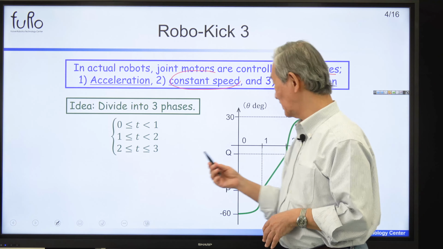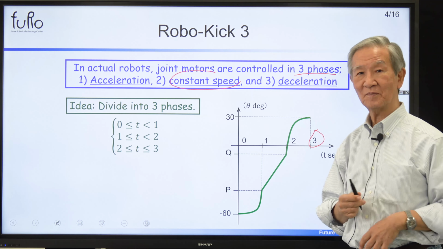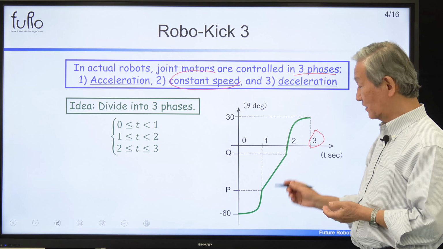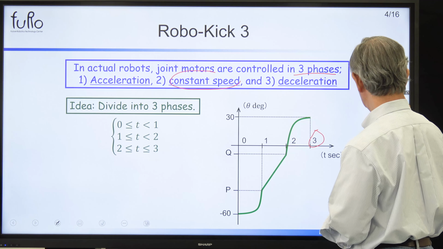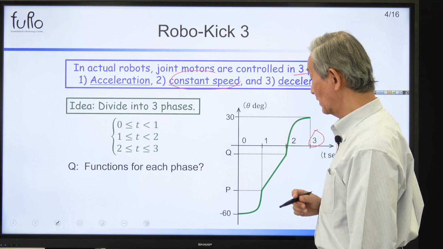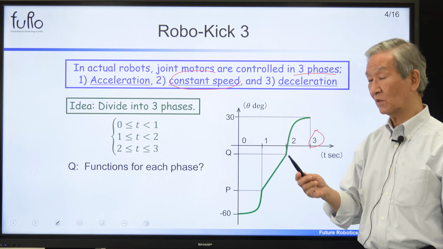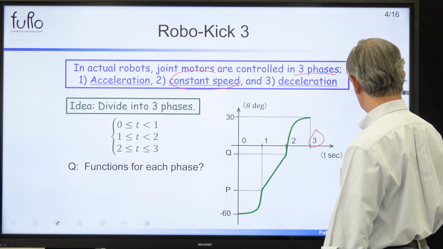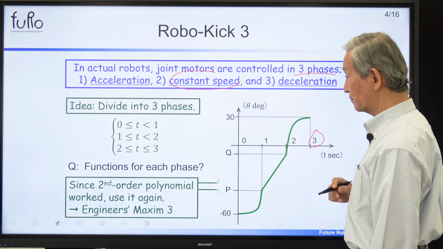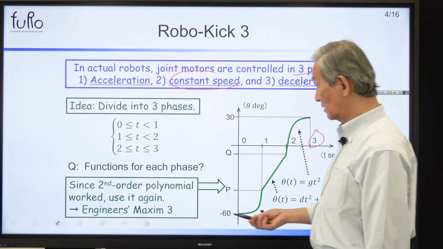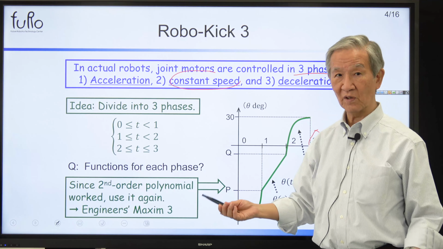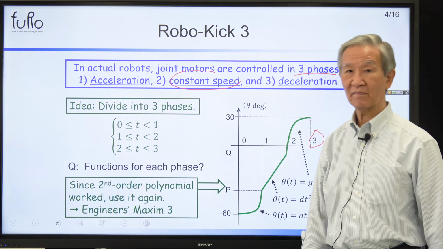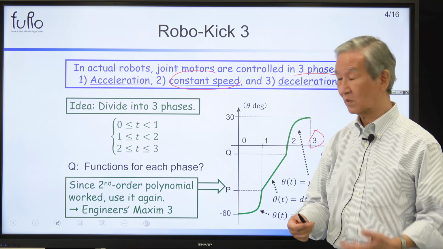Well, actually, that's the reason why I chose 3 seconds. It is easier to divide. And we do different things in the different intervals. So what it amounts to is that we choose a different function for each interval. So what do we use? Well, if you remember, the second order polynomial was useful. So why don't we use it again? Something was useful, so we're going to use it again.